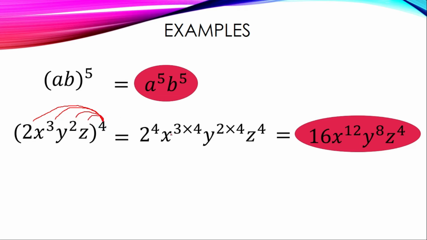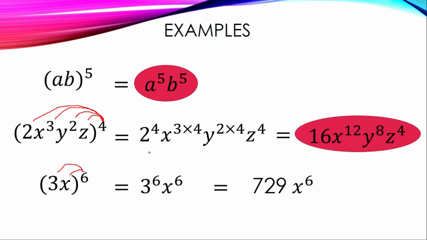So let's have another example. If we have the quantity 3x raised to 6, then we have 3 raised to 6 and x raised to 6, and your answer is 729x raised to 6 because 3 times 3 times 3 times 3 times 3 times 3 is 729. And that would be now your final answer.